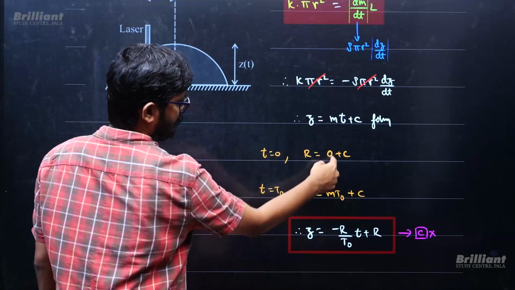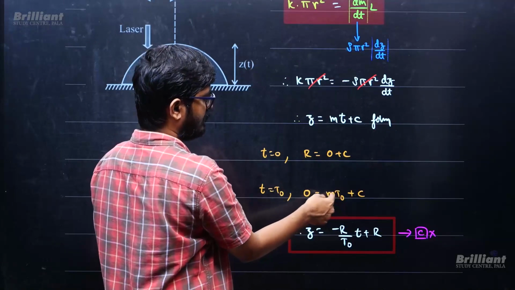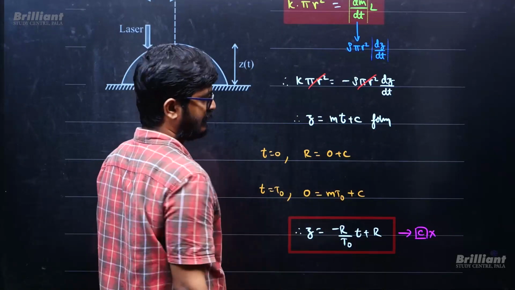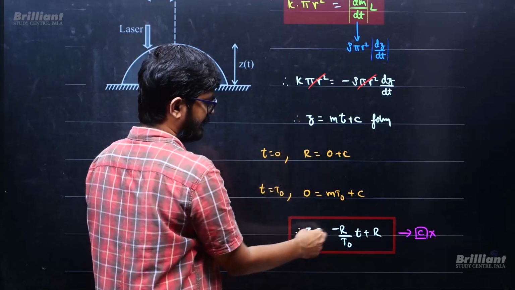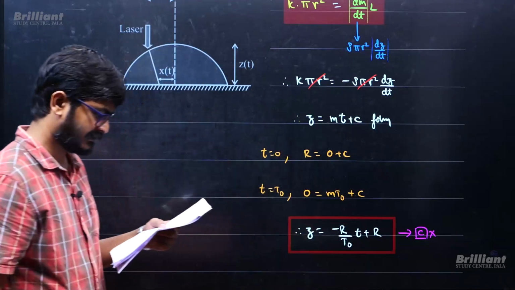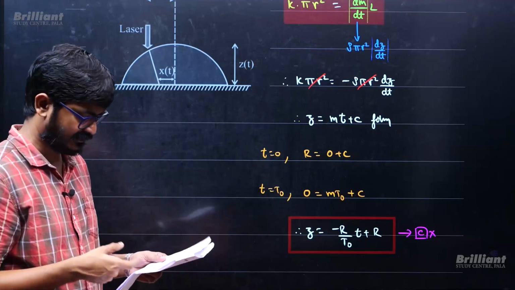So substitute, then you have two equations, two unknowns. When you solve for C, you will get R. When you solve for M, you will be getting minus R by T naught. So substitute these values back, then you will be getting Z as a function of time. So option C is wrong because it is a linear relation, they have given square.